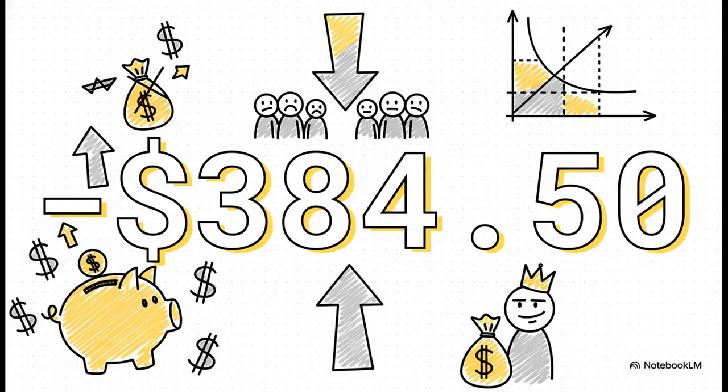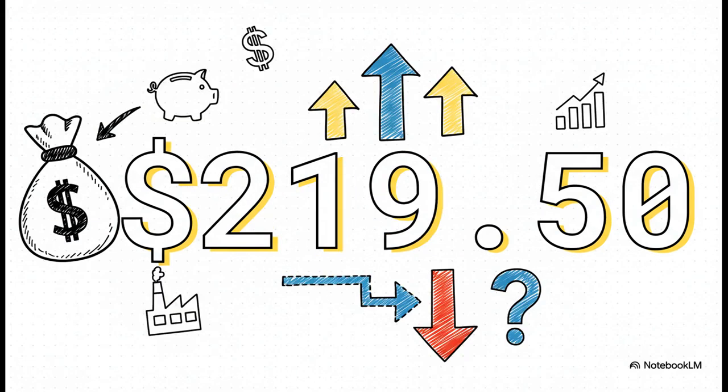Let's put some real numbers on this, using a classic textbook example. Because of the monopolist's higher price, consumers as a whole group are worse off by $384.50. That is real wealth being transferred away from them. But, and this is so important to understand, the monopolist doesn't actually get all of that money. Their extra profit only goes up by $219.50.